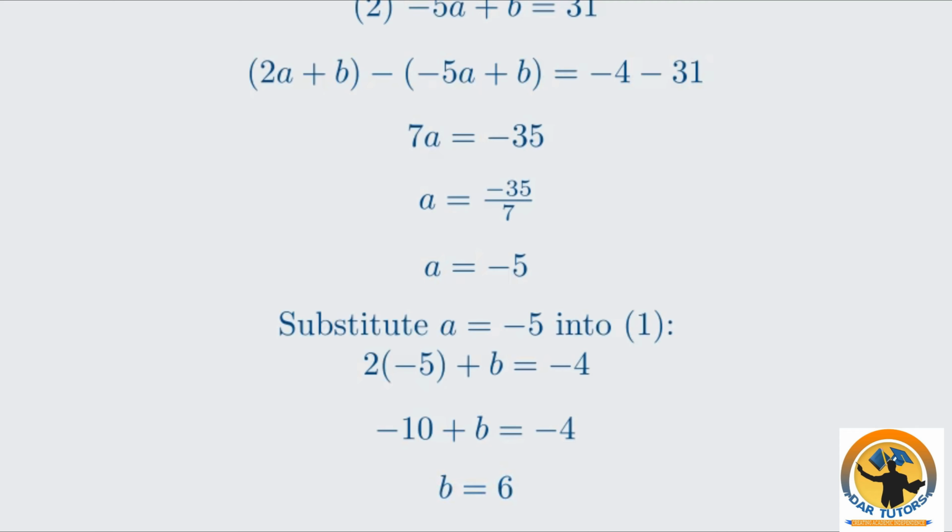So we have found our constants. A equals negative 5 and b equals 6. This example demonstrates how the remainder theorem can be used to solve for unknown coefficients in a polynomial. Next, we will explore the factor theorem, which is a direct consequence of the remainder theorem.